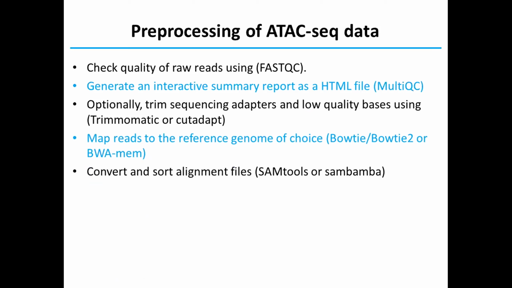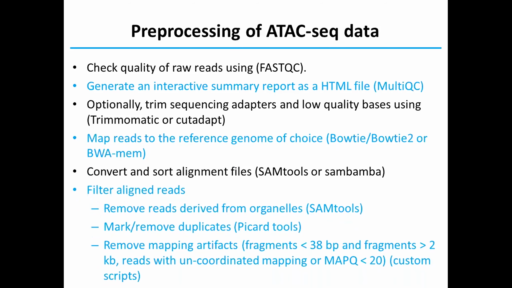After that, the alignment files can be converted to BAM files and sorted. It is also necessary to remove contamination, duplicates, and mapping artifacts. To remove the reads from the mitochondria or the chloroplasts, we can use SAMtools. To remove or mark the duplicates, we can use Picard tools.